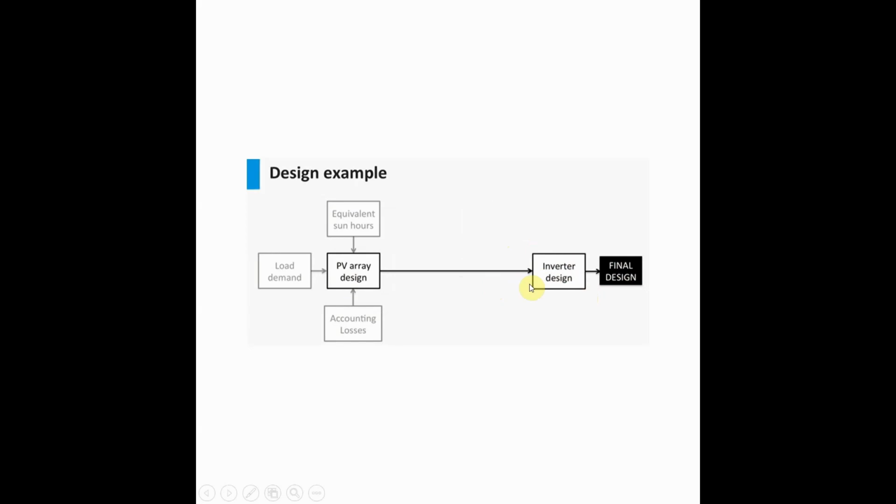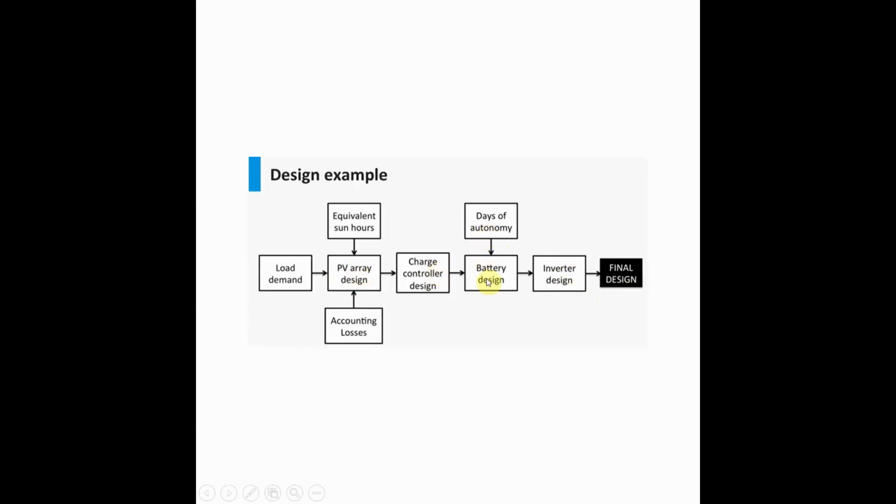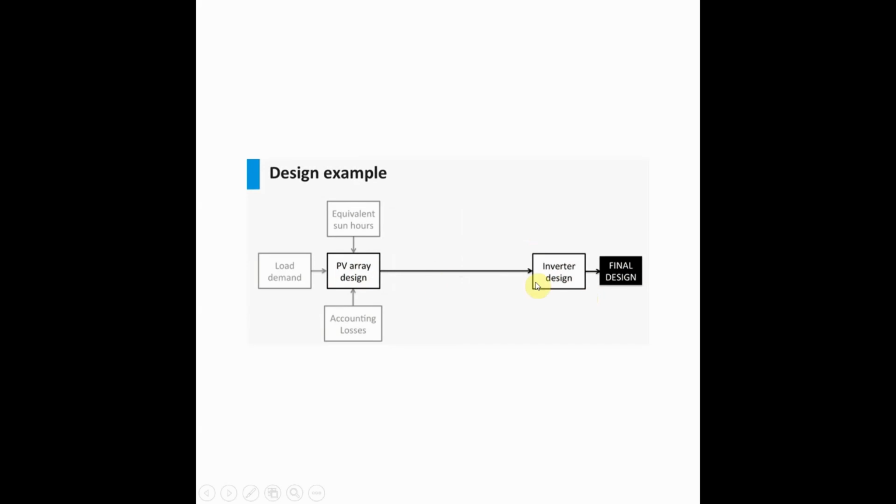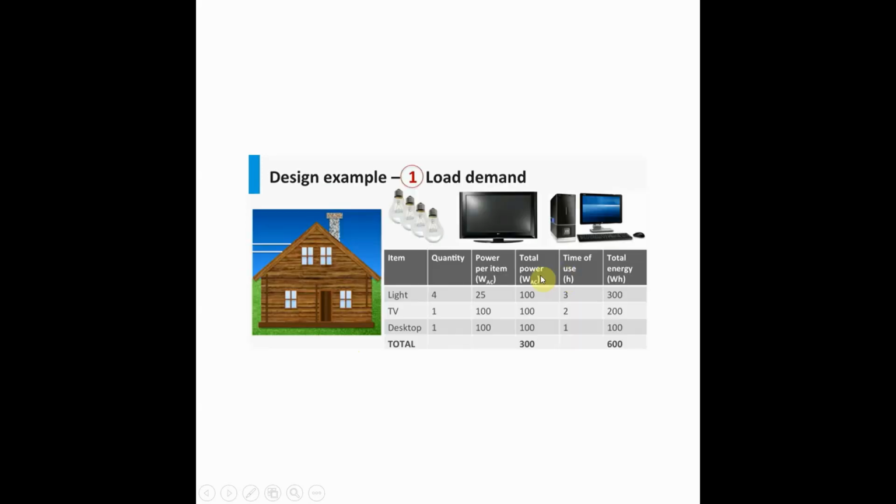But if we want to design the grid connected system, there is no need for a battery and charge controller. We only need the basic data of PV array by taking these three types of data: load and sun data. Then we design the PV array and then directly design the inverter. So let's decide this first one, second, third, fourth, and then fifth.